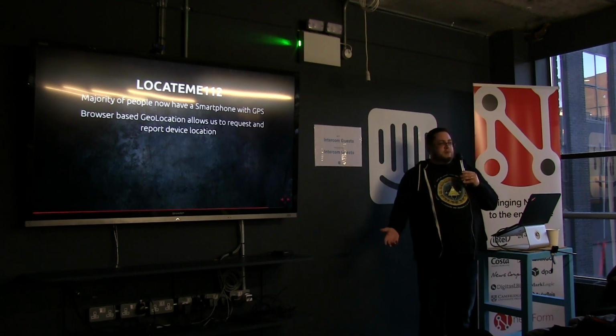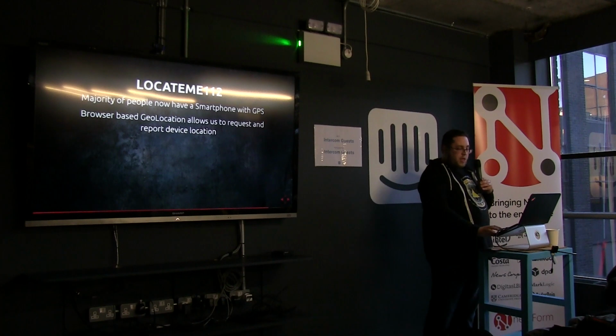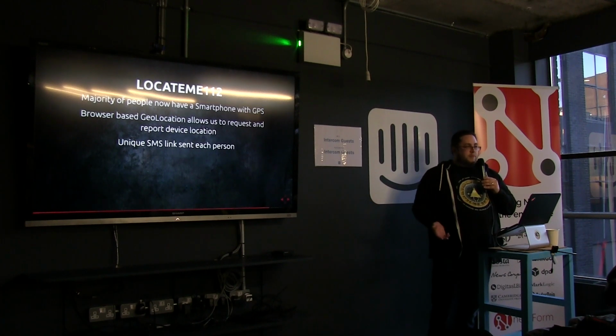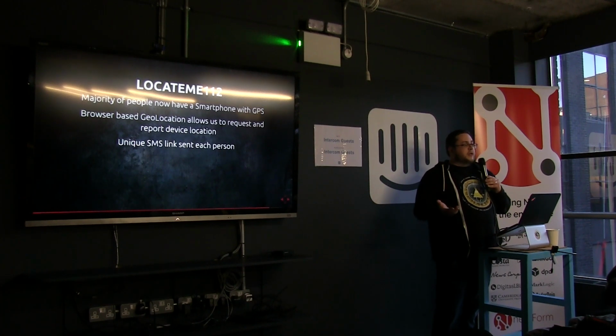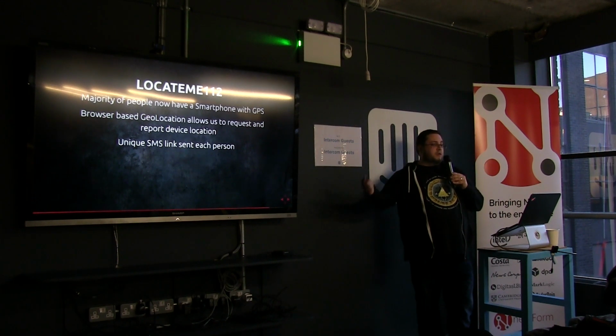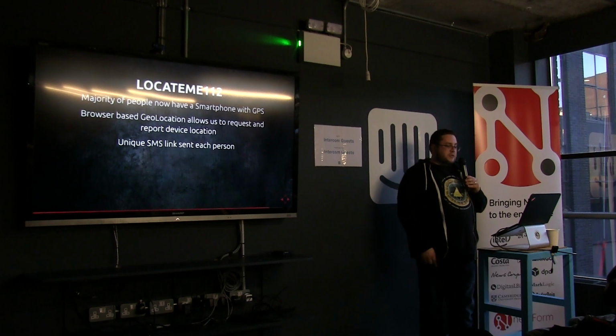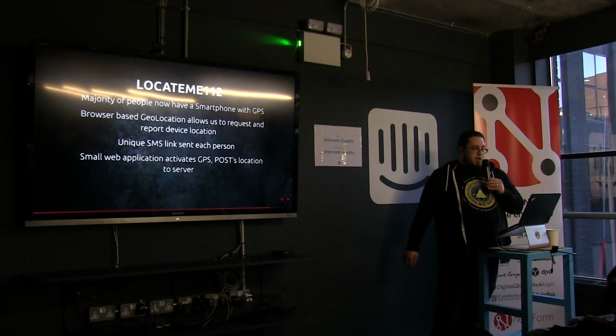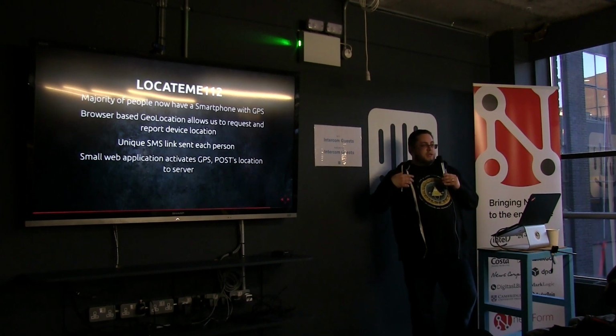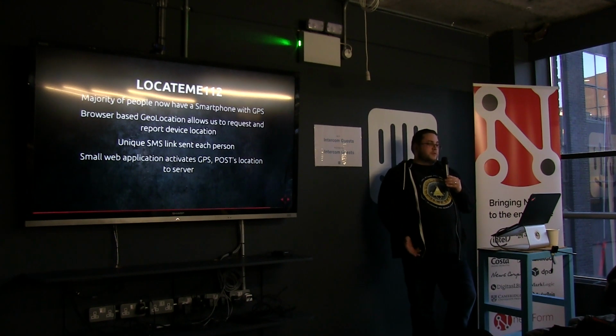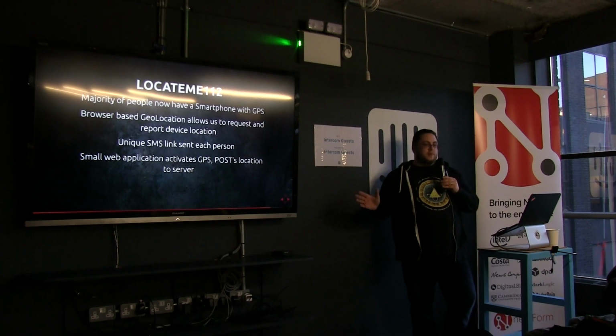Very simple to just send something to activate that. In the case of locating number 2, we send just a unique link, a short link via SMS. We just click that, it opens the default browser, triggers the geolocation, and then we just get that posted back to the server. You do need a data connection for it to work. That is one of the problems with it.